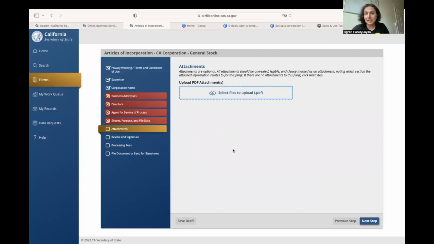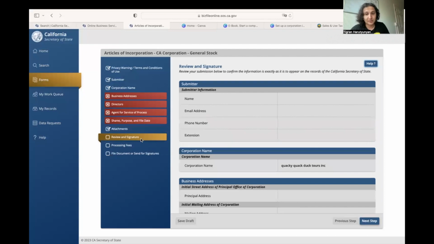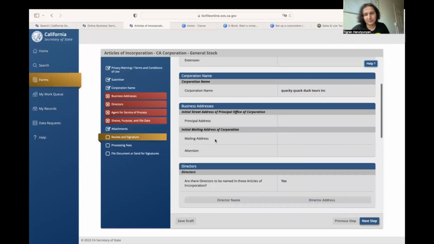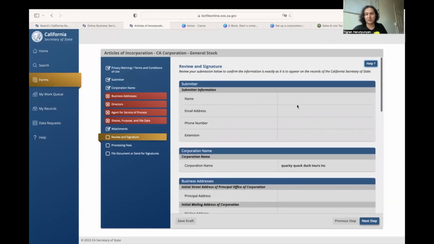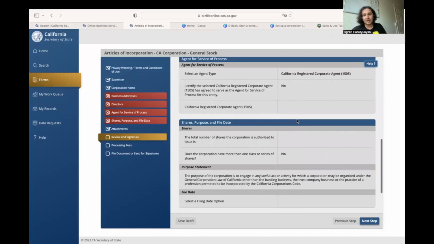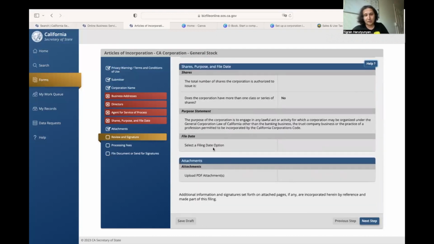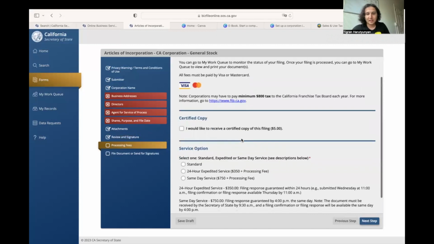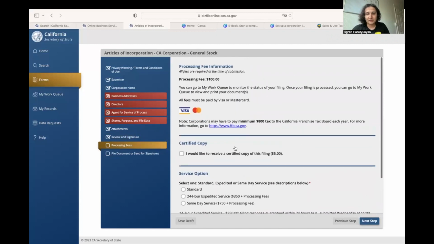Attachments, you don't have to attach anything. You may if you want to. Most companies will not. Review and signature. Obviously, we haven't put any information, but normally all this information would be filled in. So after that, we will basically add a signature here. And then we pay the processing fee, which is $100.